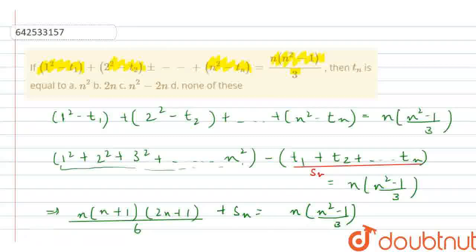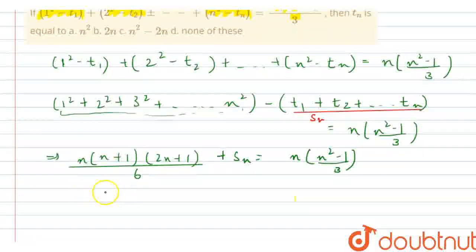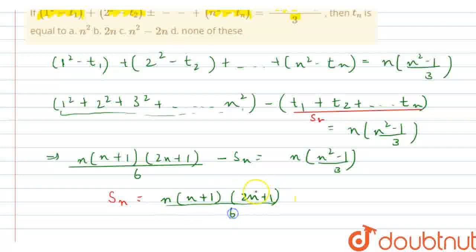Now I'm rearranging the given equation. So I'm taking Sn on one side and I'm taking the rest of the part to the right side. So the equation becomes Sn is equal, yeah, there must be a negative sign here. So I will rearrange it. Sn would be equal to n into n plus 1 into 2n plus 1 divided by 6, and I'll take this to this side, so it would be minus n into n square minus 1 upon 3.